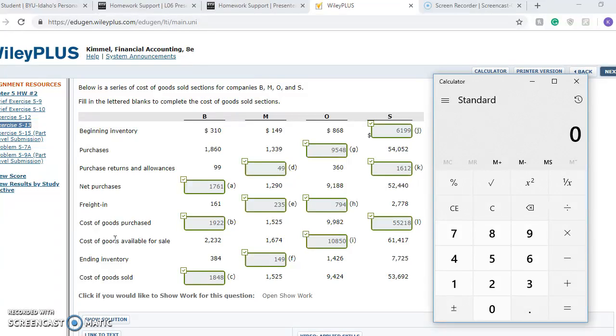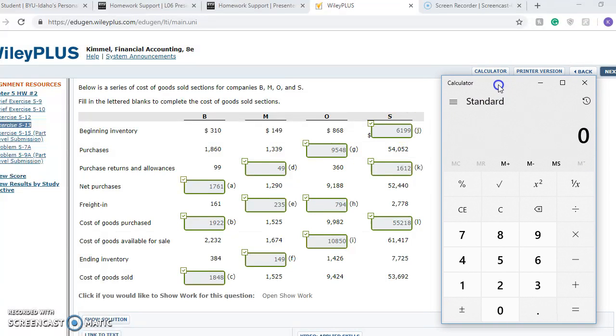Exercise 13. When you first open the problem, you'll have a table, and it'll ask you to fill in the lettered blanks to complete the cost of goods sold sections. To show how to do this problem, I'm just going to move from left to right across the screen, and we'll try to make it through this one.